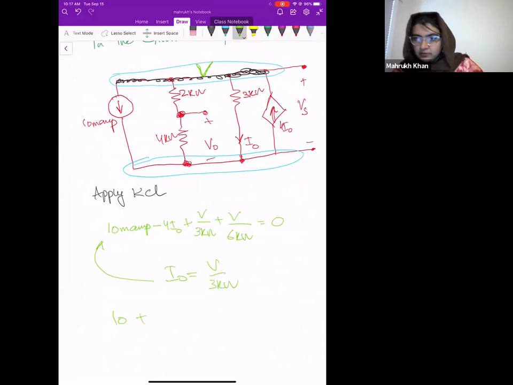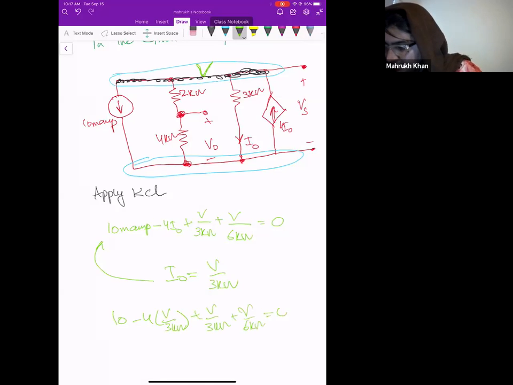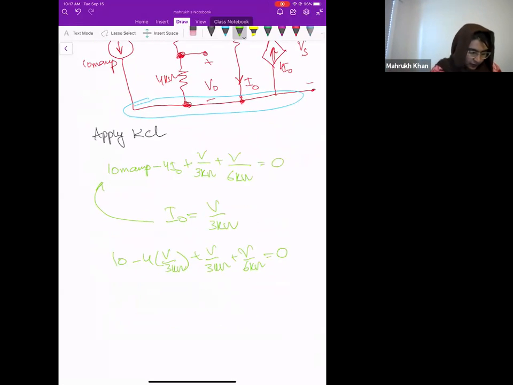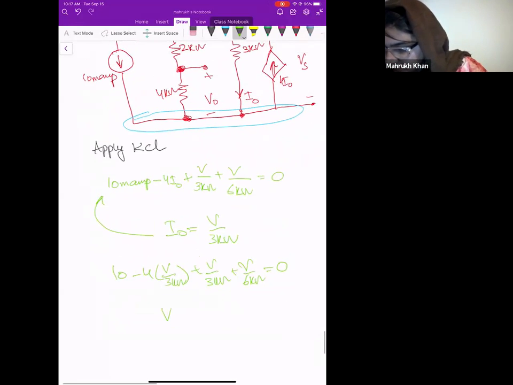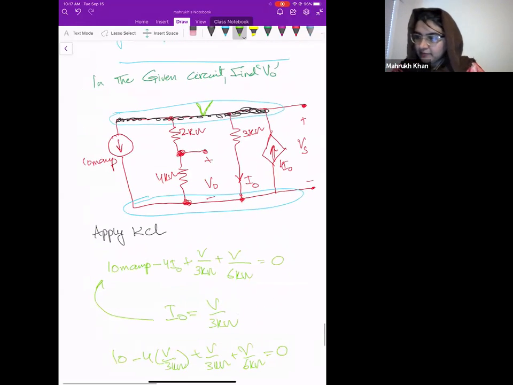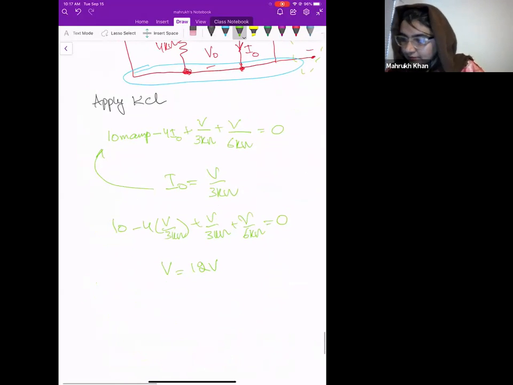And if I replace this in this equation, it will become 10 plus, if all the scenarios are in milliamps, I will just write it as 10. And then it will become minus 4 V over 3 kilo ohms plus V over 3 kilo ohms plus V over 6 kilo ohms, right? And then I will just find out what my V is. And this V is becoming 12 volts, and this V is actually the same as this Vs, right? So Vs equals 12 volts.